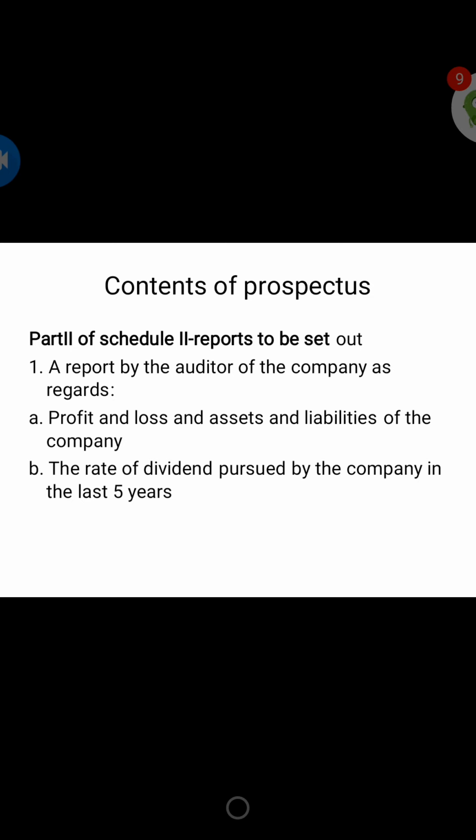Here it says reports to be set out. The following reports shall also be set out in the prospectus: the report by the auditor and the report by the accountant. A report by the auditor of the company regarding the profit and loss account and the balance sheet should be there in the prospectus. Along with that, the rate of dividend paid by the company for the last 5 years should be included in the prospectus.